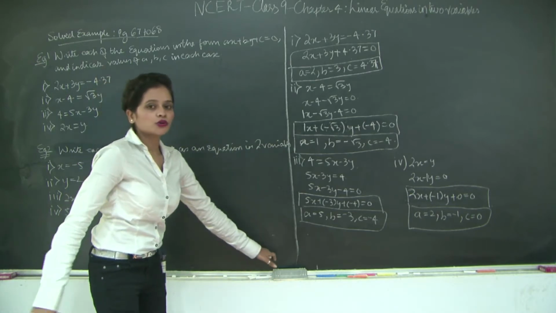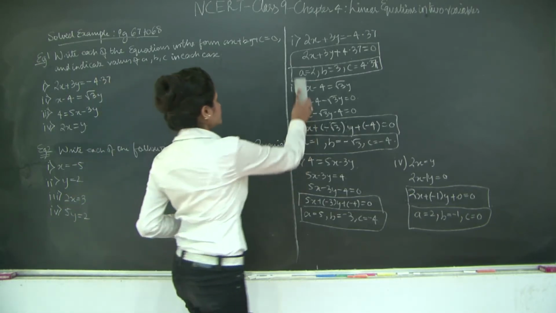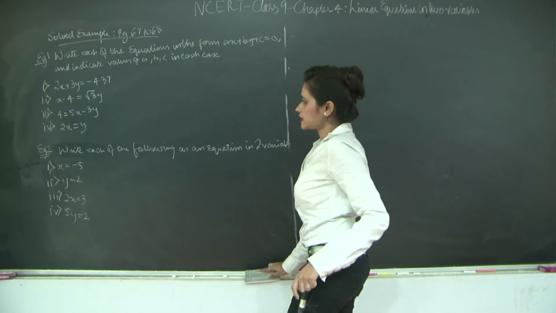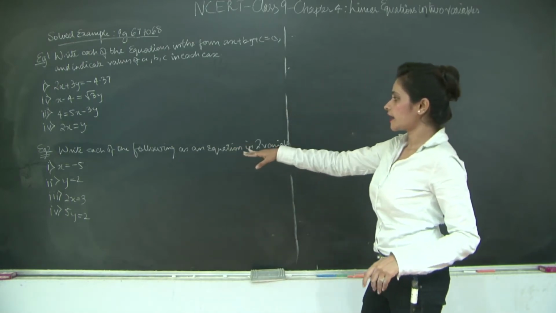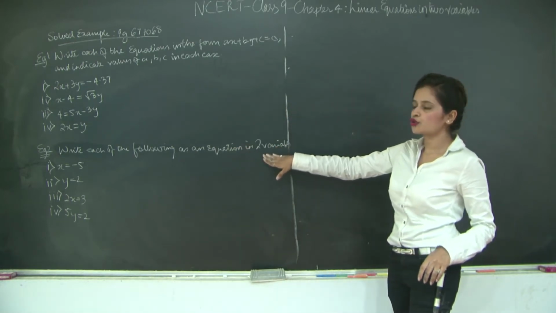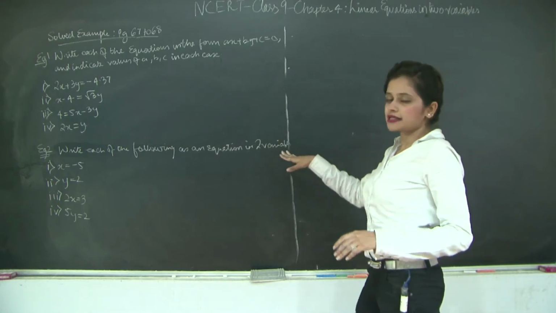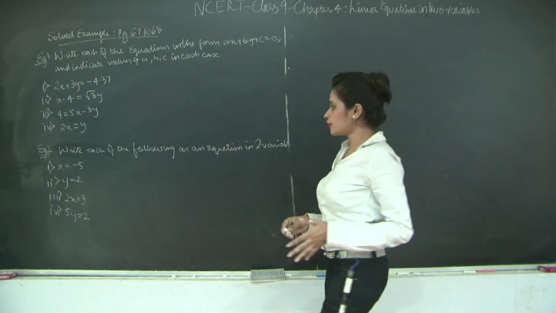Now let's move on to the second solved example. So what do we have in the second solved example? Write each of the following as an equation in two variables. So we have to write this in the form of an equation of two variables.